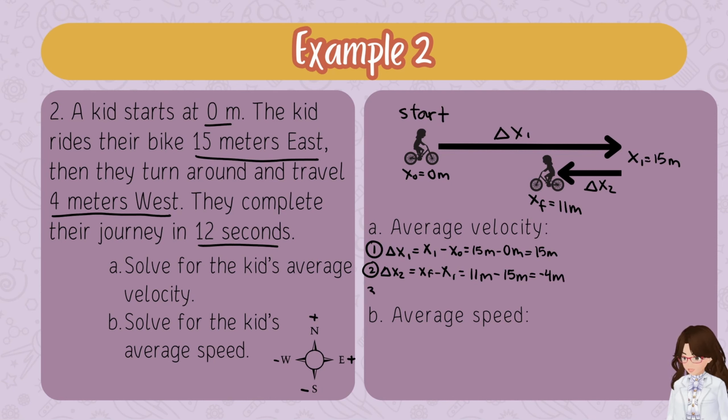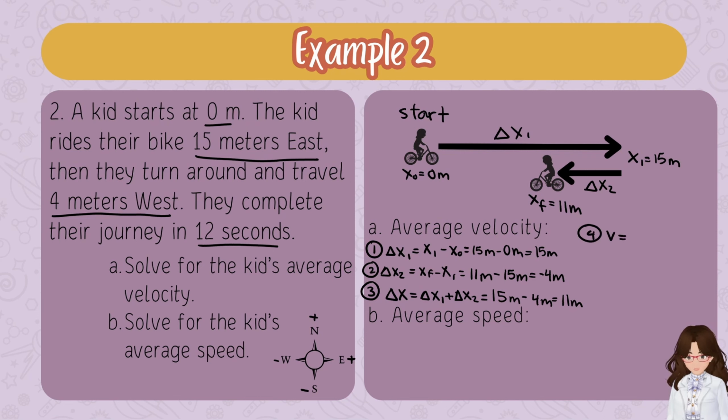And our last step is to get our total displacement, which is the sum of our two components. So delta x1 plus delta x2, which is equal to 15 meters minus 4 meters, which gives us a solution of 11 meters. Now that we have that, we can go ahead and find our average velocity.